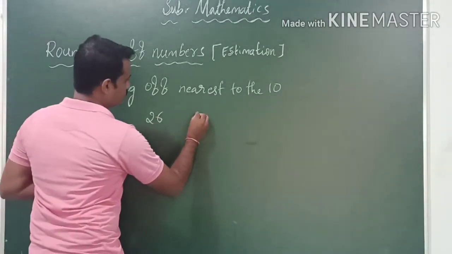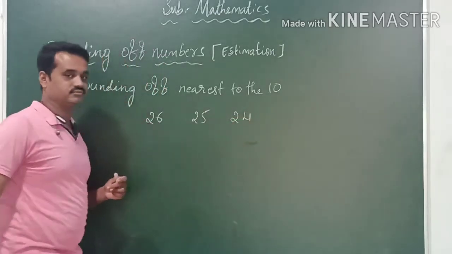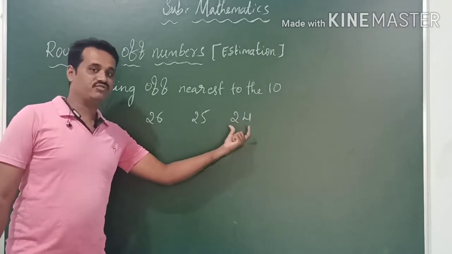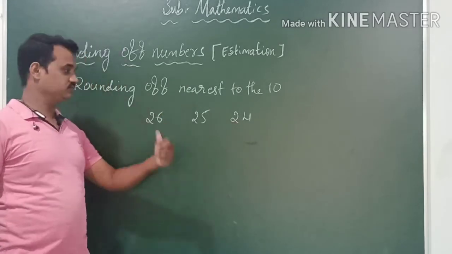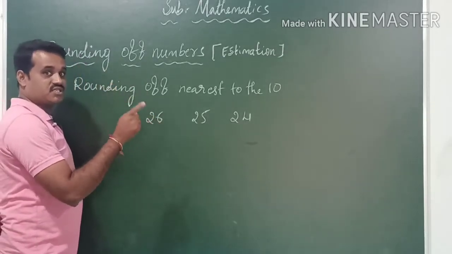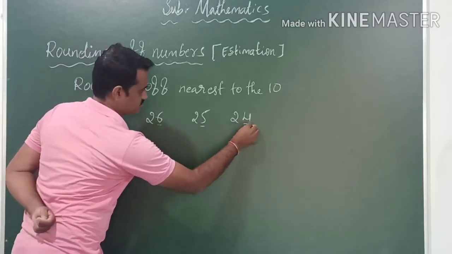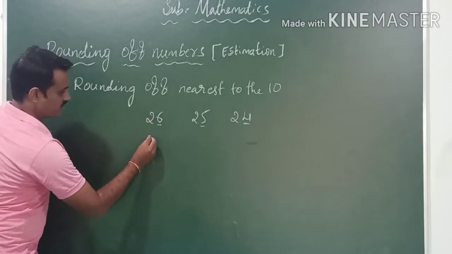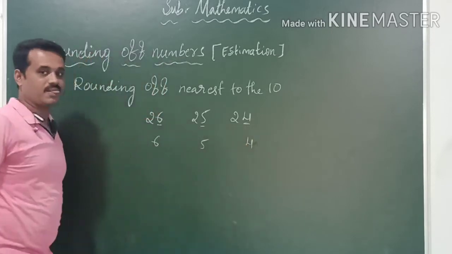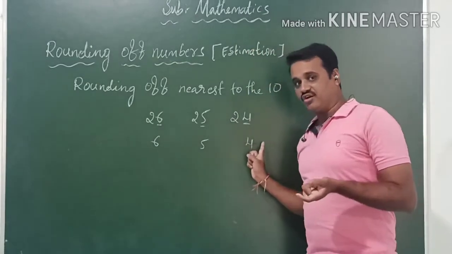26, 25, 24. These are the 3 examples I have written. How to round off the nearest to the 10, I will show you. See, ones place. When you round off the numbers nearest to the 10, you have to see the ones place. Here, ones place is 6. Here, 5. Here, 4. You have to see the place value of the ones.